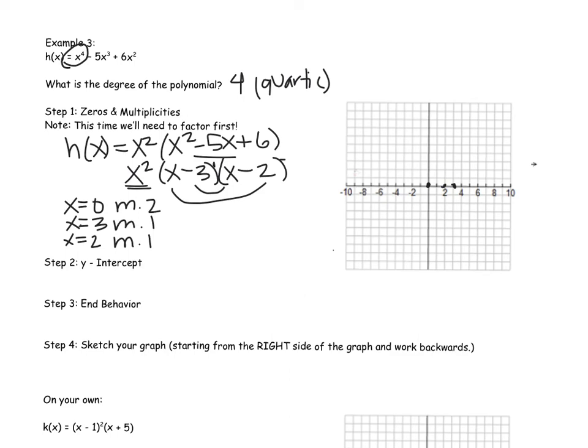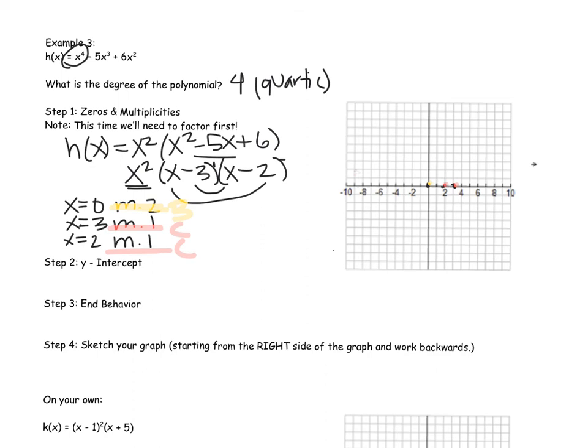So let's see. My multiplicity on 0 is even, so I'm just going to put that in a yellow dot. And my multiplicity on 2 and 3 is odd, so I'm going to put a red dot. That's going to remind me that I'm going to cross here, and bounce here.